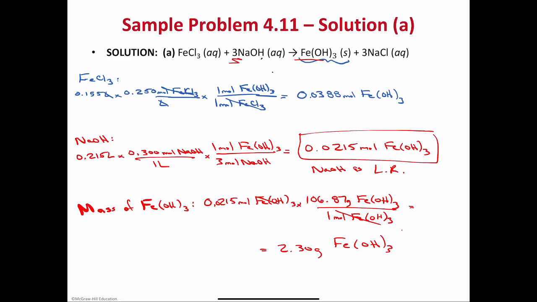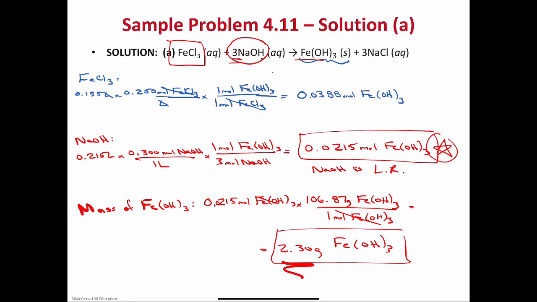That's a limiting reactant problem. What we had to do was find the number of moles of iron(III) hydroxide first with respect to iron(III) chloride. Then we did the same thing with respect to sodium hydroxide using our balanced equation. The one that produced the fewer number of moles was the sodium hydroxide, and then we used that to determine the final mass of iron(III) hydroxide. So I hope you find this useful.